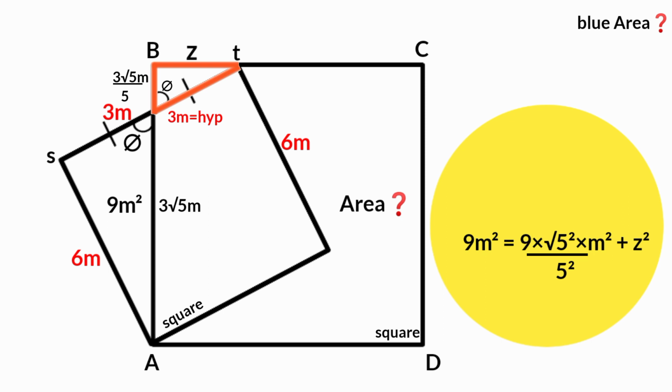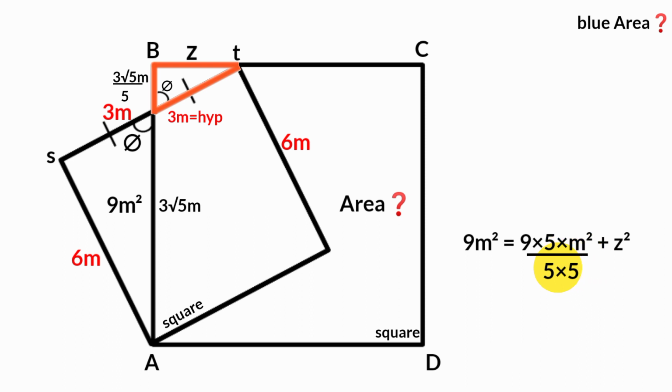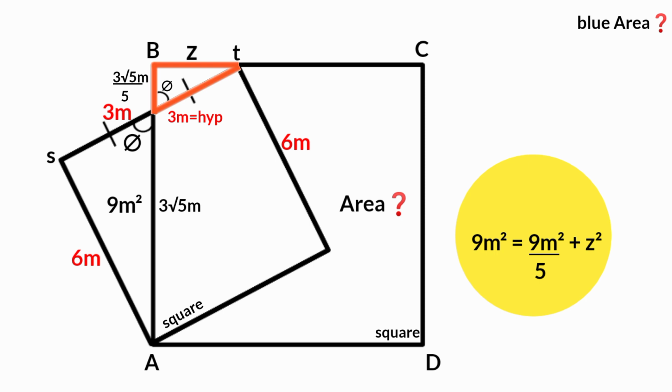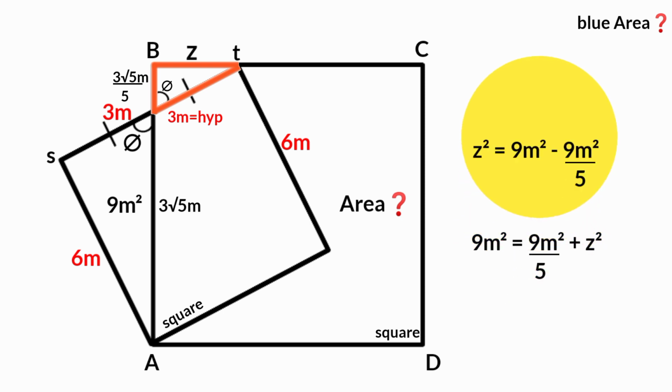3 squared is 9, root 5 squared is 5. Here 5 squared is 5 times 5, so this 5 will eliminate this 5. Now 9 meters squared equals 9 meters squared over 5 plus z squared. We subtract 9 meters squared over 5 from both sides. Now z squared equals 9 meters squared minus 9 meters squared over 5.